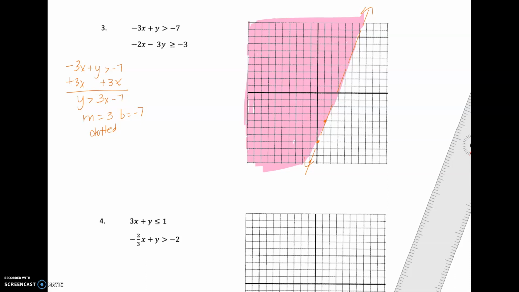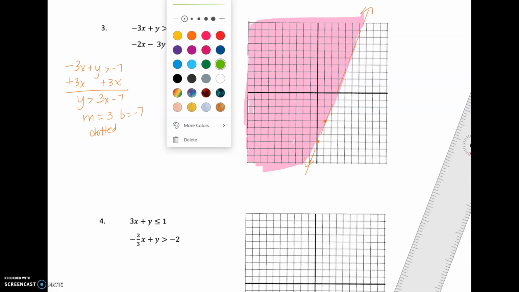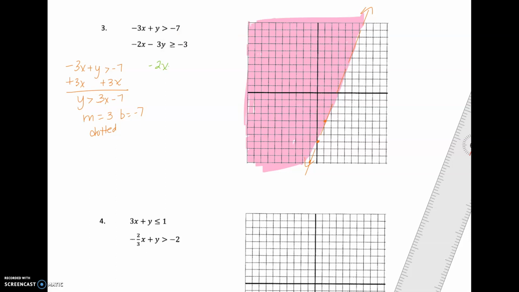Okay, let's go to the second equation. Negative 2x minus 3y is greater than or equal to negative 3. I'm going to go ahead and add 2x. And I get negative 3y is greater than or equal to 2x minus 3. I'm dividing by a negative 3. Here's the part where I hope you remembered that when you divide by a negative, you have to switch your inequality. So y is less than or equal to negative 2/3 x plus 1.